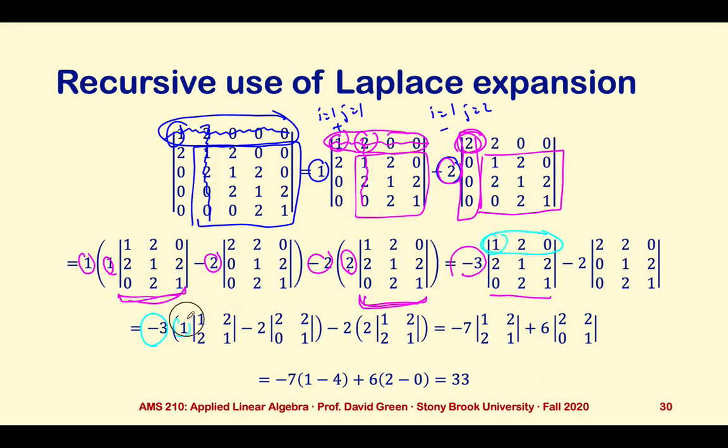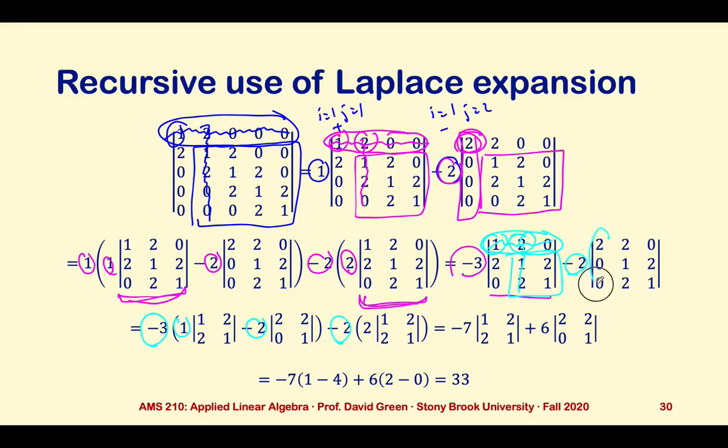We have a 1 multiplied by the determinant of what we're left with, the 1, 2, 2, 1 matrix. Minus 2 multiplied by the determinant that we're left with if we delete these, 2, 0, 2, 1, as shown here. For the second piece, again, we have our minus 2.